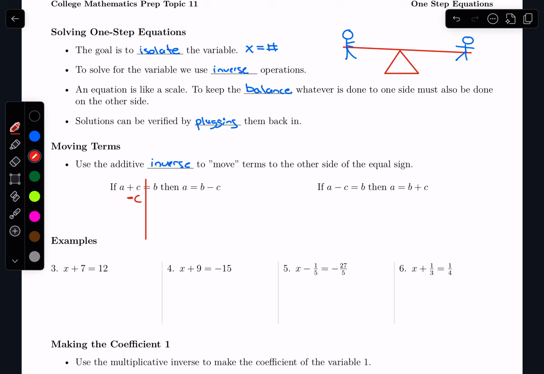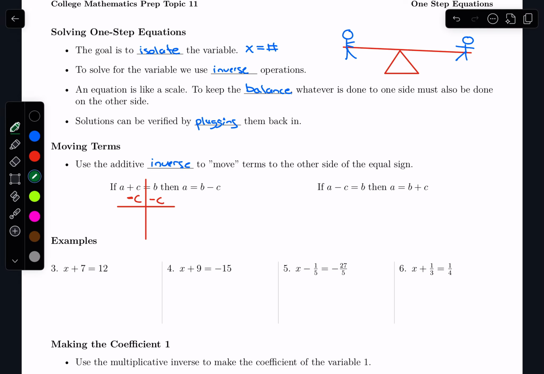But now the balancing part. I am not allowed to just write minus C on the left side. That's like putting a second little human on the left side of the teeter-totter. It's going to weigh it down. It's not going to be balanced anymore. So I need to also put a minus C on the right side. Then notice I draw a little horizontal line to keep myself organized.